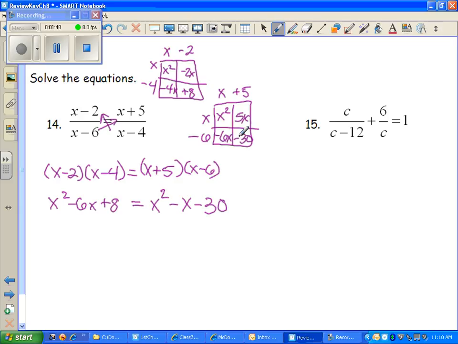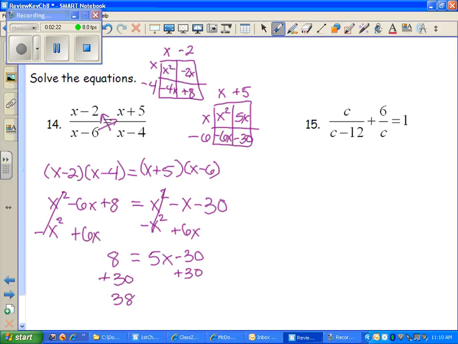And now what you might notice is that both sides have an x squared. So if you were to subtract x squared, potentially to move it over or combine your like terms, those cancel out. And you're left with negative 6x plus 8 equals negative x minus 30. So I'm going to add 6 x's so that I will end up with having a positive x value. 8 equals 5x minus 30. I'm going to add 30.